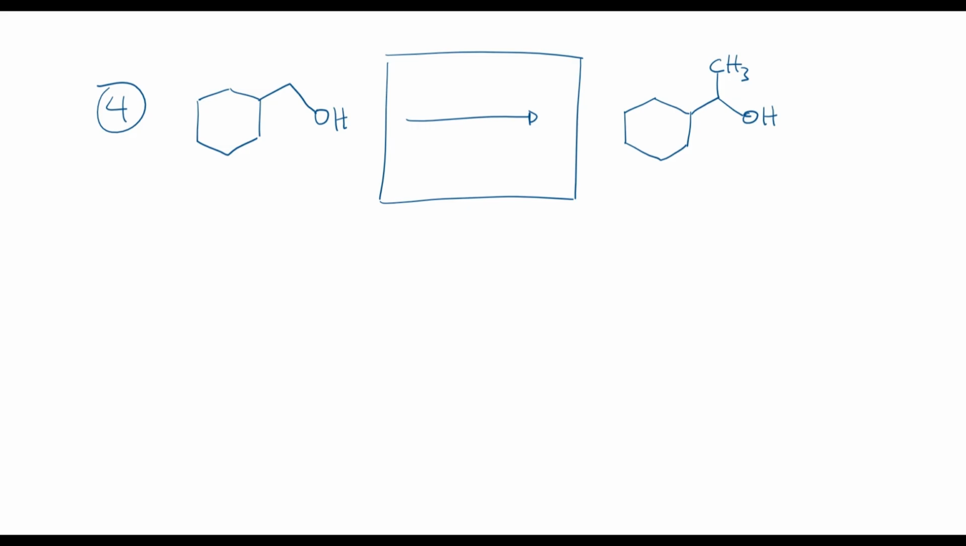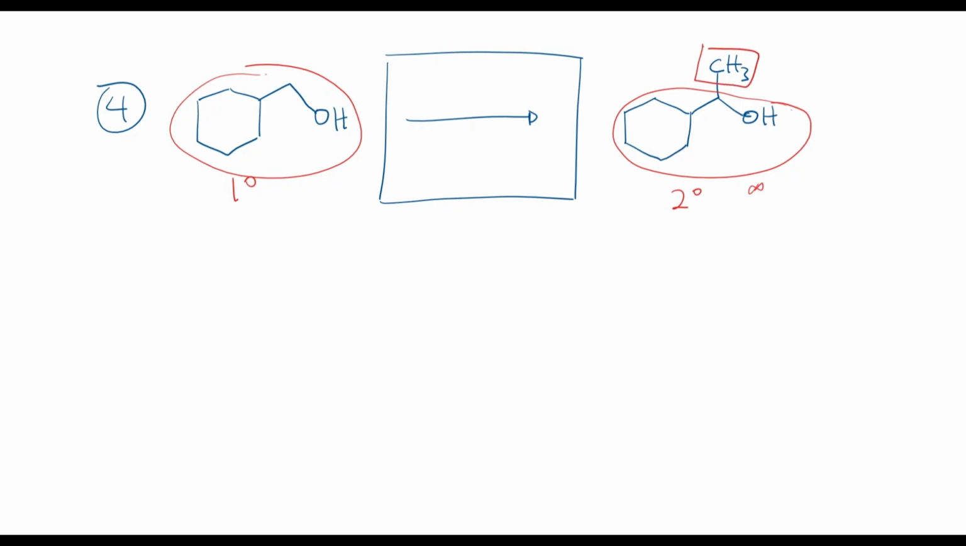This question asks us to convert this primary alcohol to this secondary alcohol. For this type of question, we need to apply retrosynthesis. Now compare the starting material with the product. You'll notice that this part of the product is the same as the starting material. The new addition is this methyl group. So the question then will be, how can I split this product into simpler fragments?